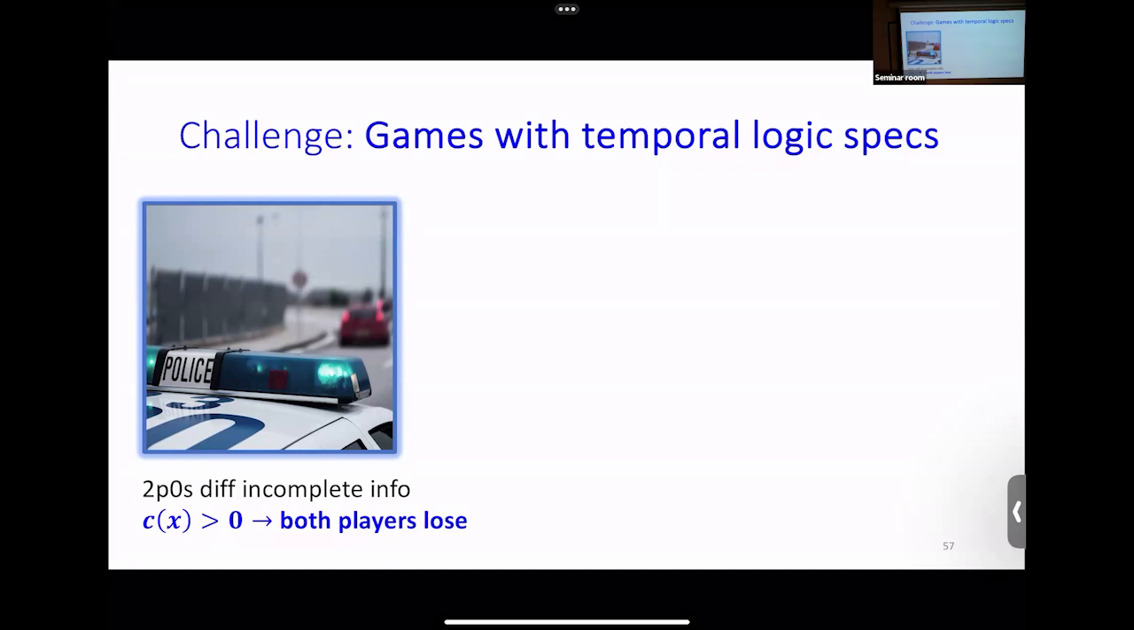Does value exist in the zero sum then? This is not zero sum. Yeah, this is only partially zero sum. Yeah. So this is only zero sum if there's no collision, right? Okay. So does value exist, and how would the policy look in this type of game?